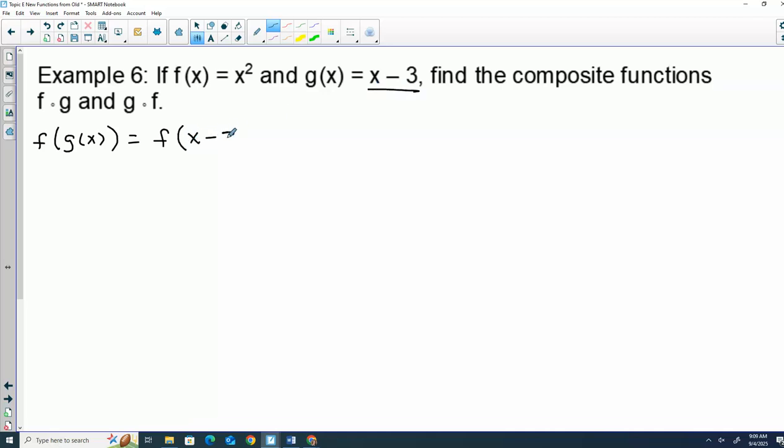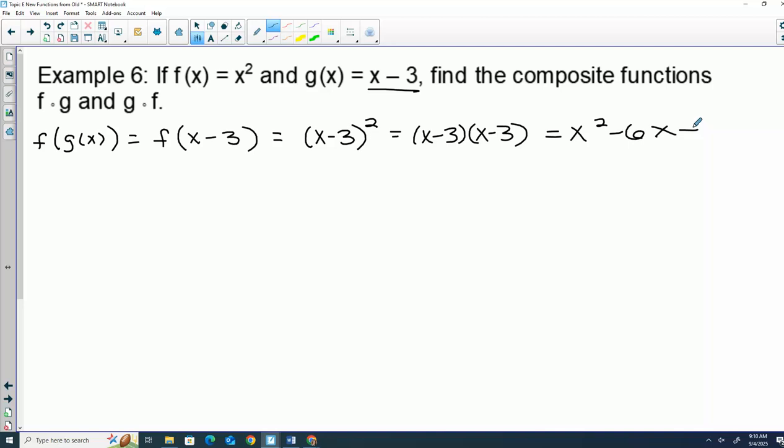G is X minus 3. We are putting that into F. So F is X minus 3 squared. How do you square that? So we get X squared minus 6X plus 9.